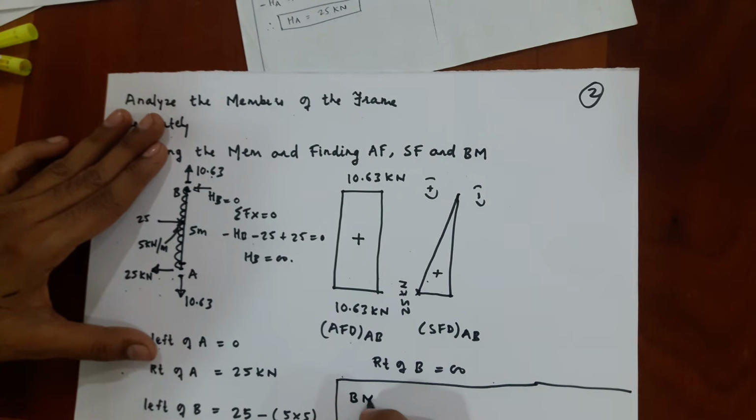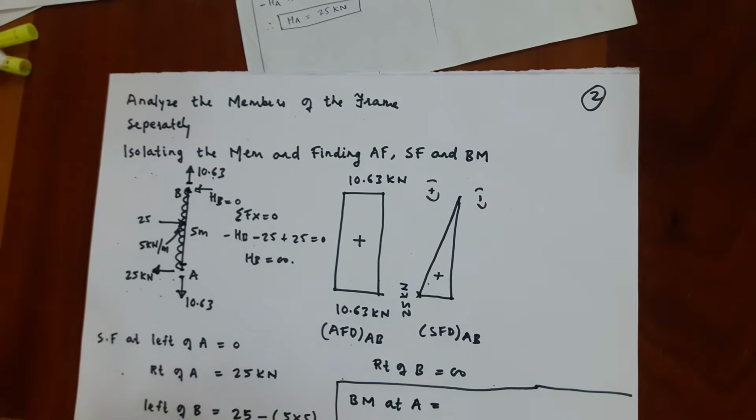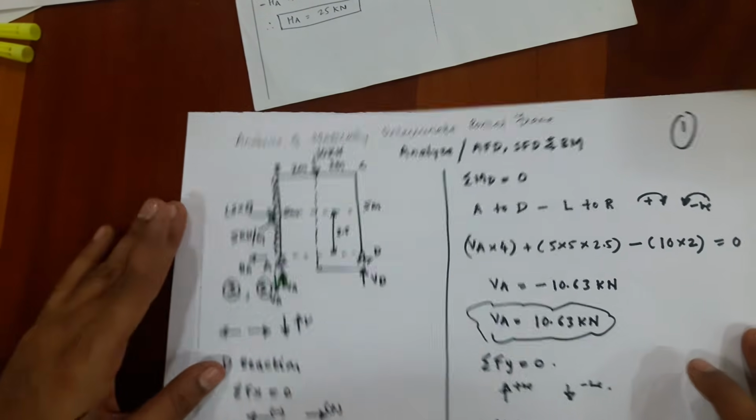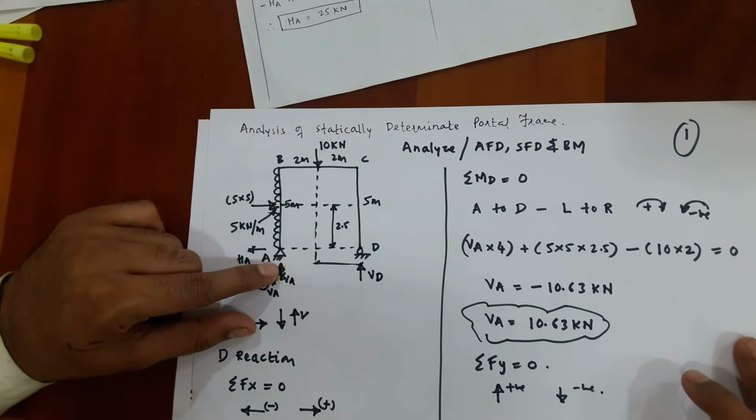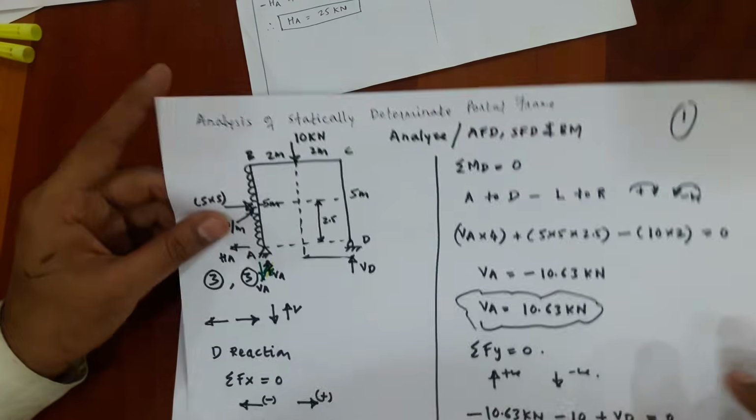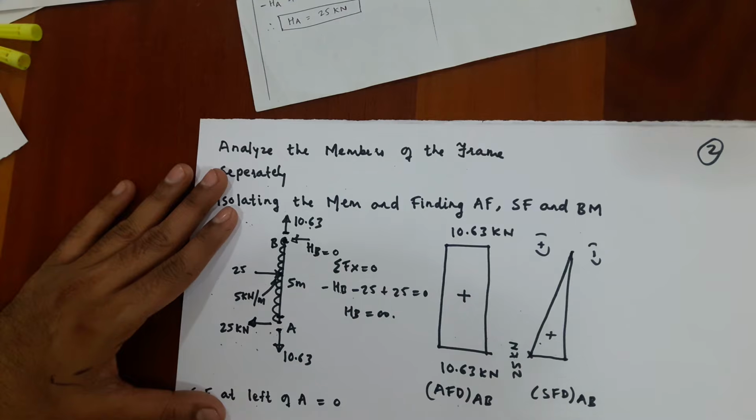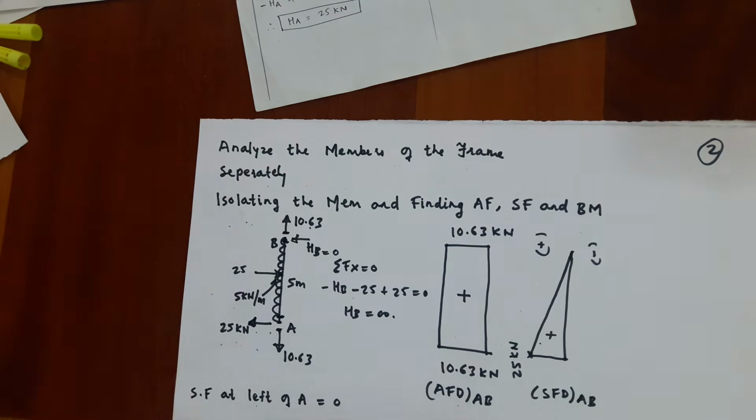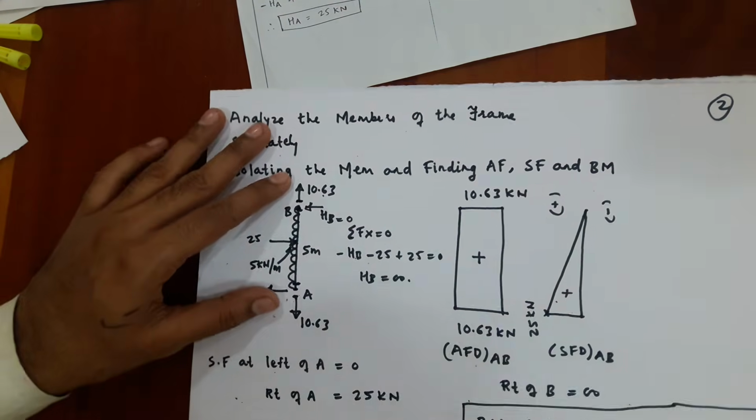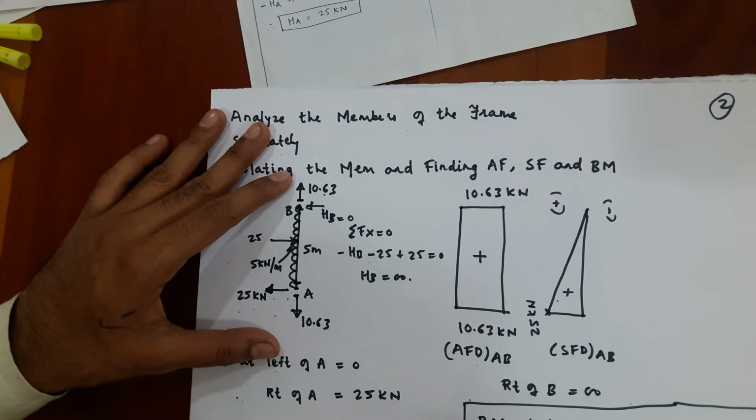Bending moment at A. What is the bending moment at A? We know the support at A is a hinge. From the basics, we know that a hinge support has no moment, so the bending moment at A is 0. Next point is B.